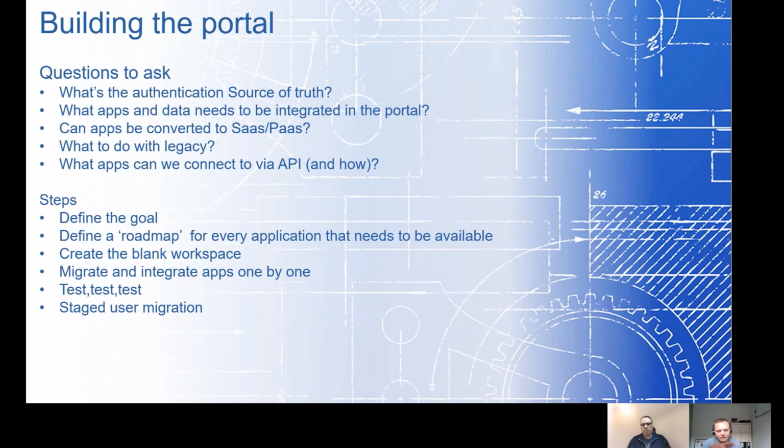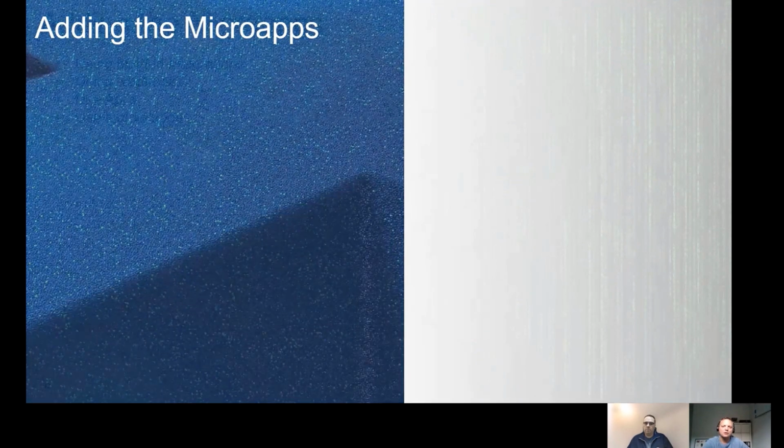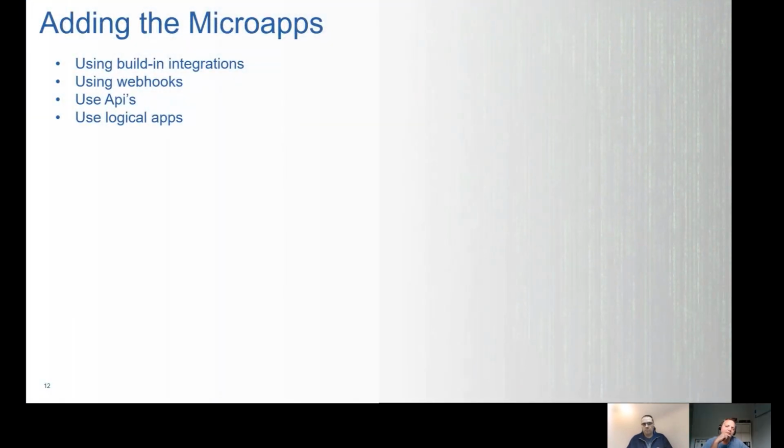That being said, that's about as much theory as we're going to do in this session. If we're going to look at the microapps, we're going to talk about 4 ways that we're going to add microapps to the platform. One is using built-in integrations, so we have an application that Citrix already has a template for.